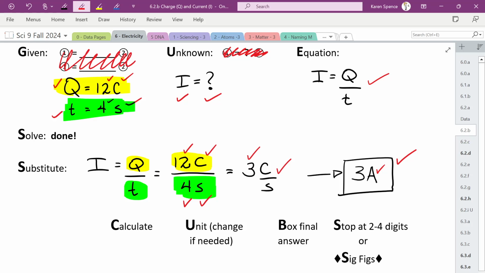You can do C over S to start with, and then you change it into amps. It's optional as to whether you write it as coulombs per second and then change to amps, or just be like, okay, I know that coulombs per second is amps, and so directly put amps. So you could, if you wanted to, just put amps right here. That would be okay. Does that make sense? One way or the other. Just don't leave it as coulombs per second, because no one in the electrical world will expect you to write coulombs per second. Okay?